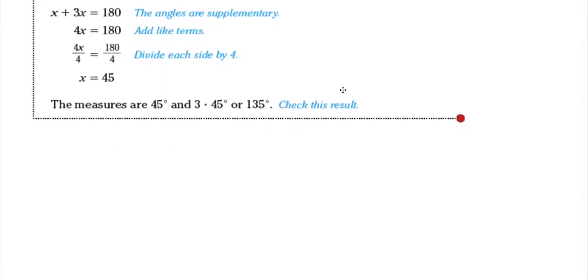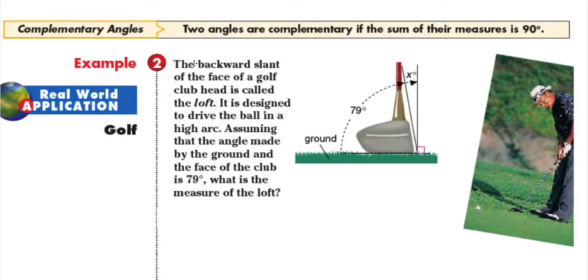Next we're going to talk about complementary angles. Two angles are complementary if the sum of their measures is 90 degrees. The backward slant of a face of a golf club head is called a loft. It is designed to drive the ball in a high arc. Assuming that the angle made by the ground and the face of a club is 79 degrees, what is the measure of the loft?